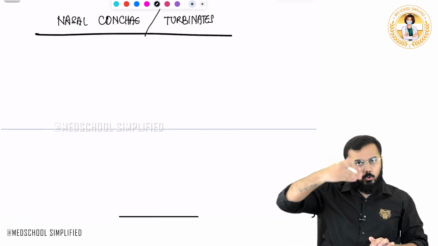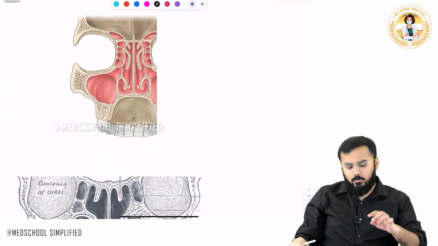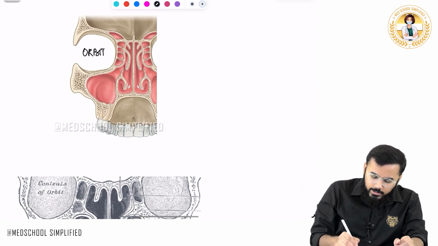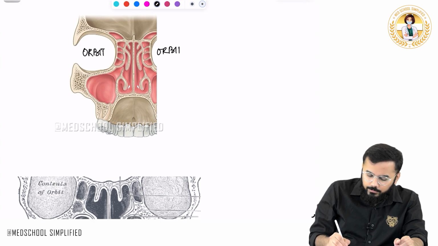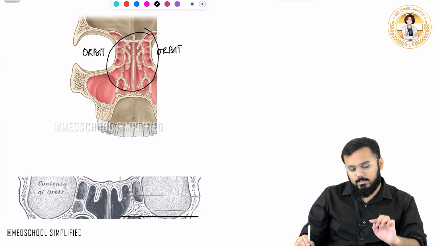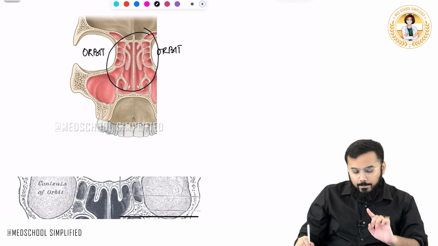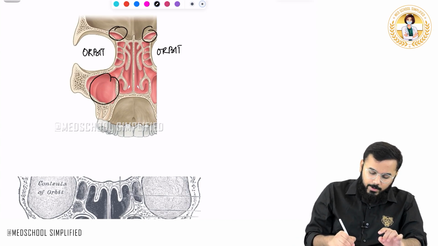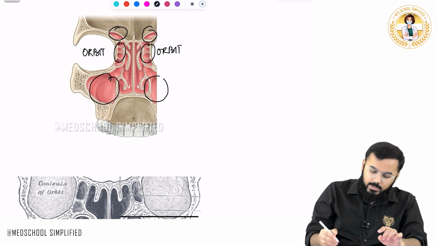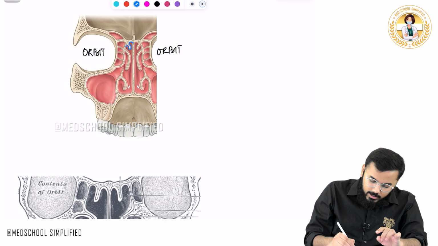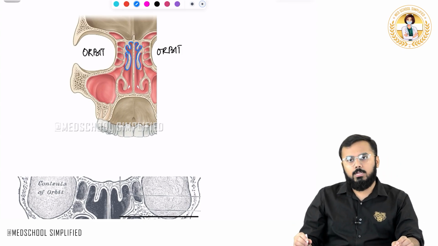So if you do a coronal section, this is how you see. This part is called your orbit, and here also you have got your orbit. In the center, whatever sinuses you can see are called the paranasal sinuses. But in the center, you can very clearly look at some gaps like this. These gaps are nothing but your turbinates.